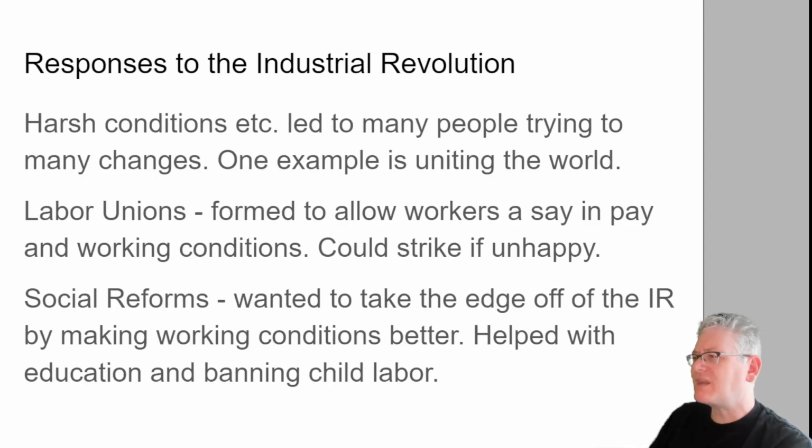Now, not great conditions. So what are people going to do about it? Well, a couple different things. We're going to see some responses to the Industrial Revolution. Harsh conditions led to many people trying many changes. So one example here would be uniting the world through philosophies like socialism.